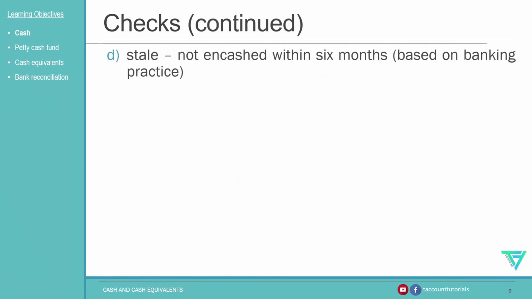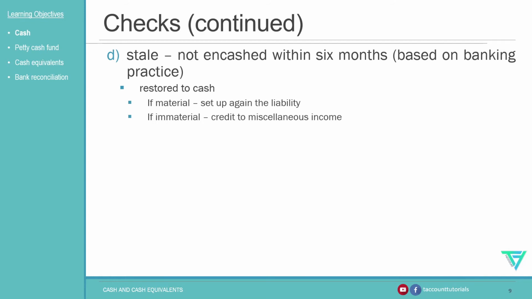Next type of check is stale check. A stale check is a check not encashed within 6 months. The 6 months is based on current banking practice. What will be the treatment of a stale check? It is restored to cash. If it's material, set up again the liability account. This is from the point of view of the company, the one who issued the check. If it's immaterial, just credit it to miscellaneous income.